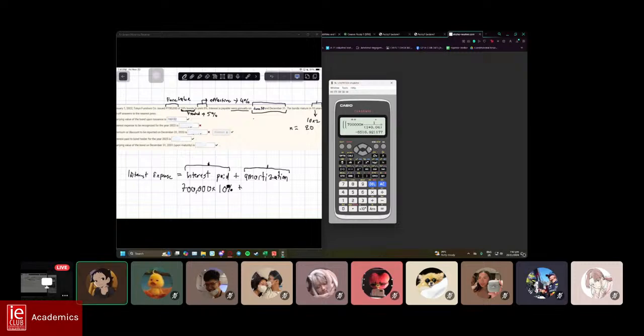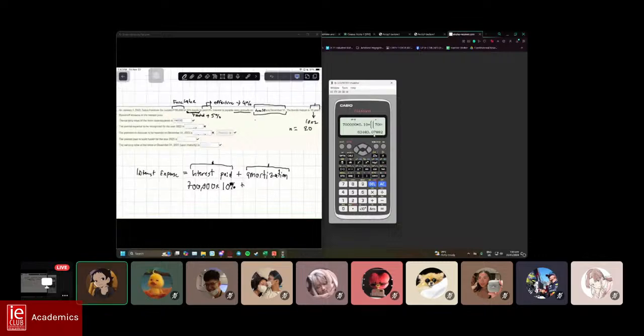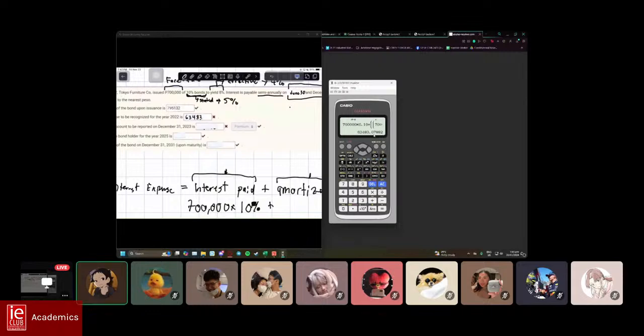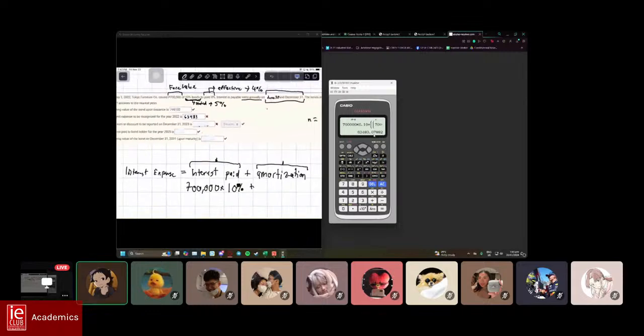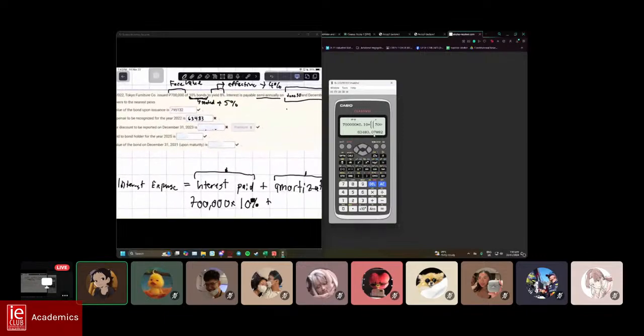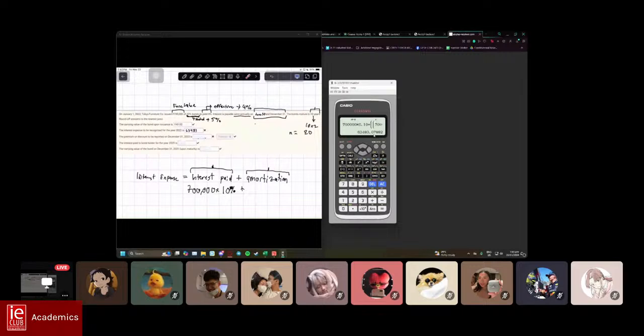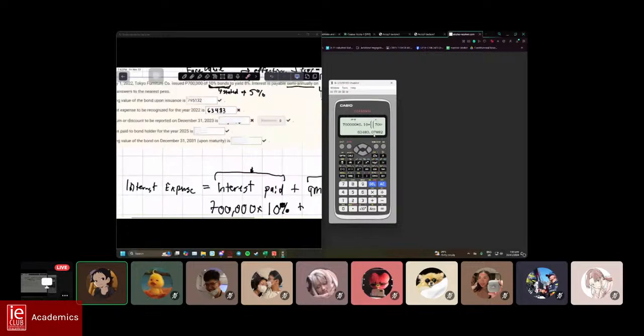In other words, the present value of the bond went down by 6,517. Let's add that to the interest we paid: 700,000 times 0.10 plus the amortization. When we add the amortization to the interest we paid, we get 63,483. Yes, that's the answer. Don't mind the X mark because I answered a different way, since the given was different before. But apparently that was a mistake. That's a correction.